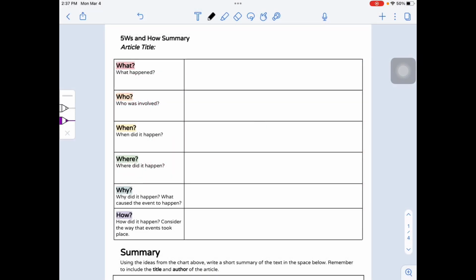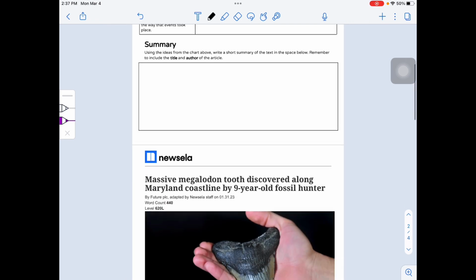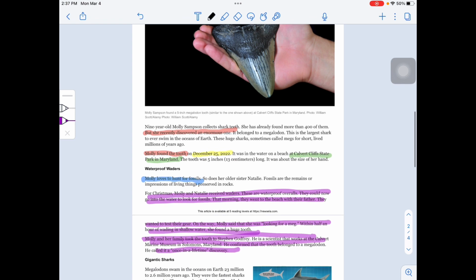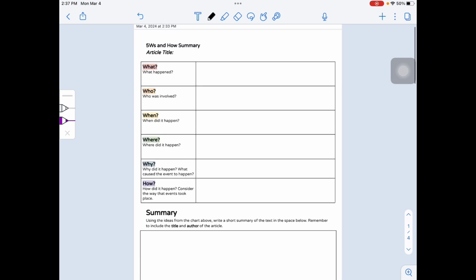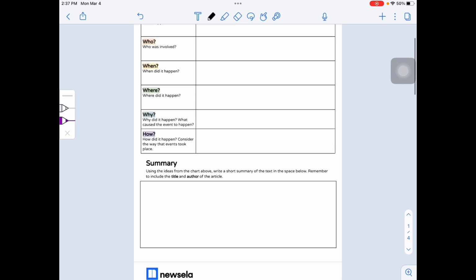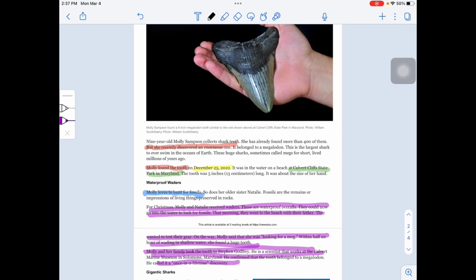Here's what our new article summarizing organizer looks like. It has your 5 W's and your how in there. I'm going to practice with you identifying all of these pieces for an article. We already saw our Megalodon article. You'll notice that I've even gone through and highlighted by color based on the worksheet above where I found all of my information. You do not have to do this when we do further article summarizing, but I found it helpful to get my information as I read.